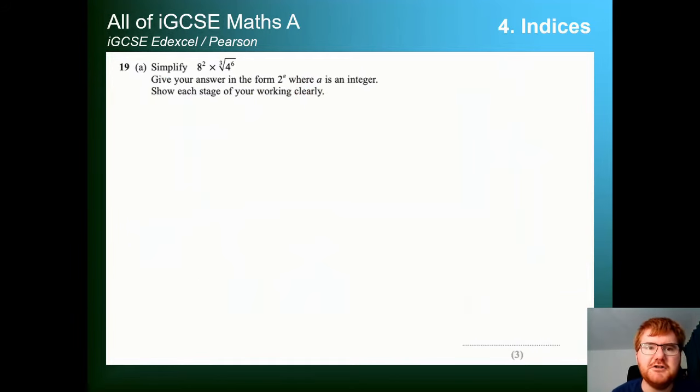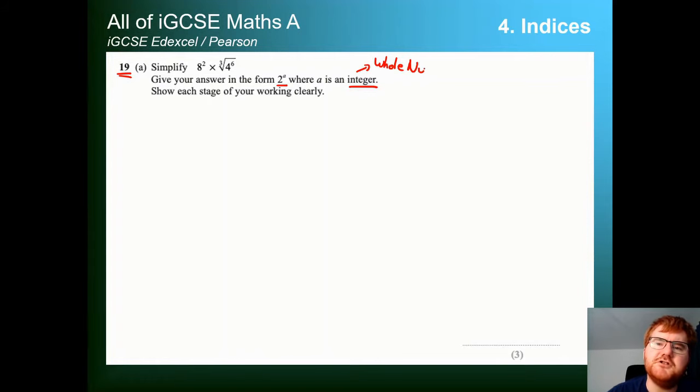Okay, and last question here. So question 19 is, again, a more tricky question. Notice you've got a high question number. It's usually a more difficult question on Edexcel. And we need to simplify 8 squared times the cube root of 4 to the power of 6 and give your answer in the form 2 to the power of a, where a is an integer. So remember, integer, important word, it comes up often. It means a whole number.